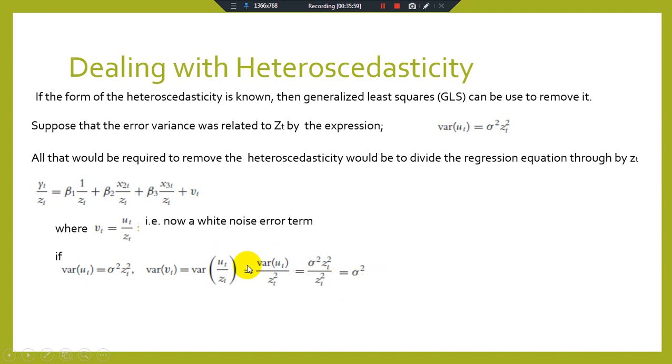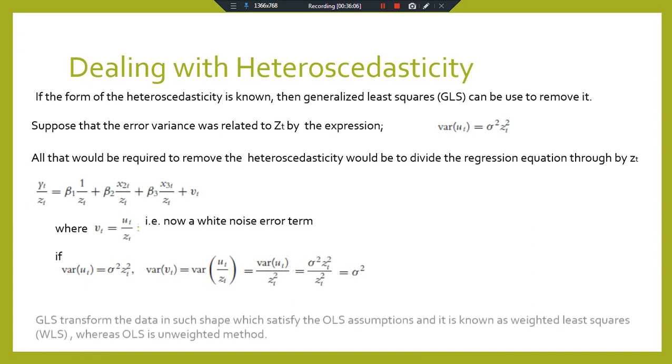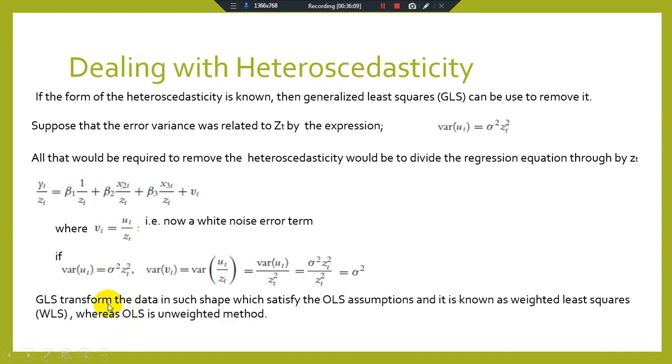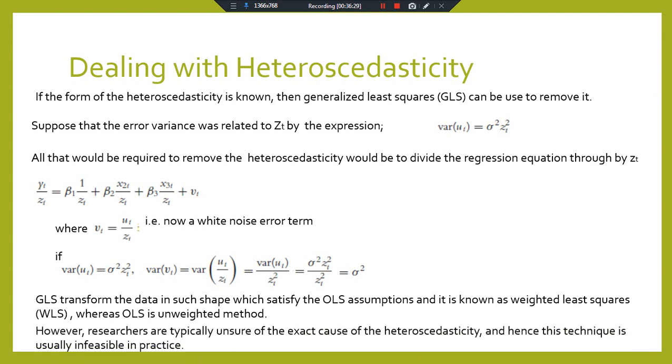So this GLS transformation enables us that now our variance is a constant. So we can say that generalized least square transforms the data into such a shape which satisfies the OLS assumption, and it is known as weighted least square. We can say it as WLS, where OLS is an unweighted method. Now we can apply OLS on this data after this transformation.